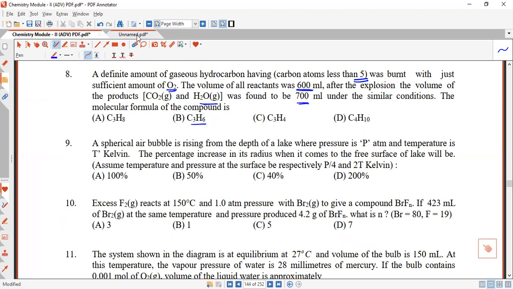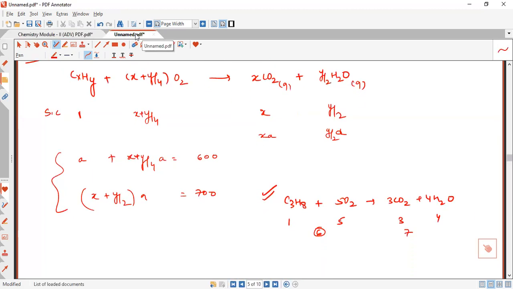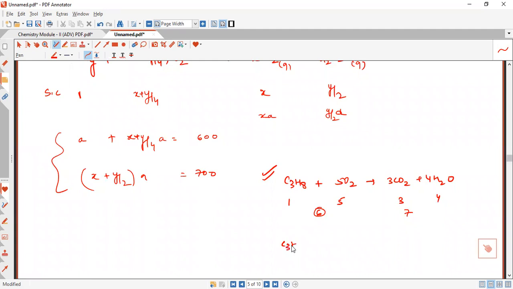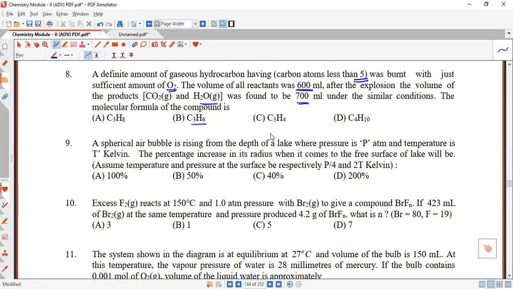C3H6, let's say. For C3H6 you already know it is going to be 4.5 O2, giving 3 CO2 plus 3 H2O. So that's going to be 1 plus 4.5 against 3 plus 3. So okay, this will not come. And similarly, you just have to check other options. These are not going to come. So your answer is A.